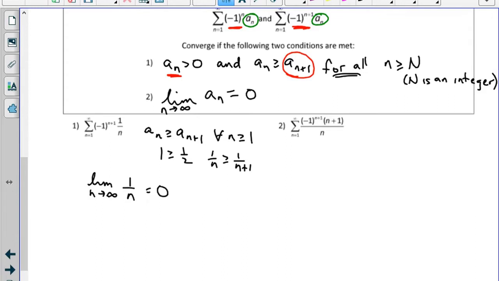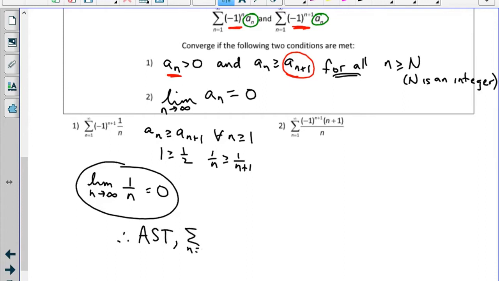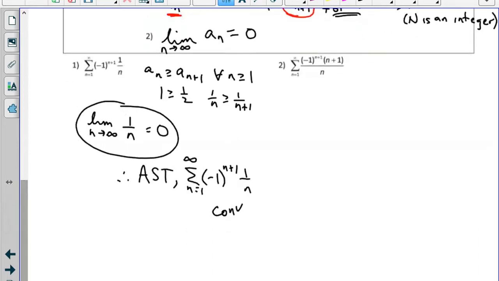Now we know that the series 1 over n diverges. But that's not part of this test. It doesn't ask us whether this particular series converges or diverges. All we need to see is that the limit of this part of the series has to go to 0. And because that's true, therefore, by the alternating series test, the sum from n equals 1 to infinity of -1 to the n plus 1 times 1 over n converges. So that is true.